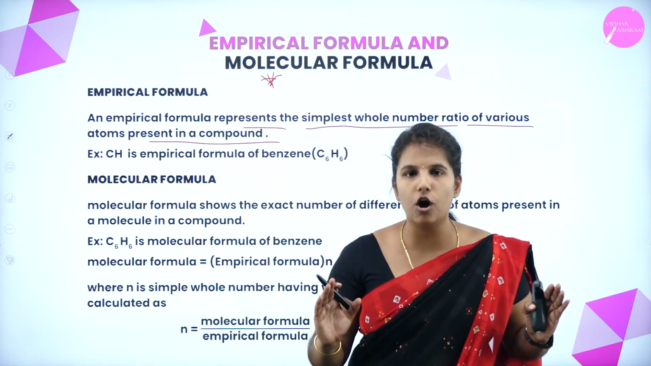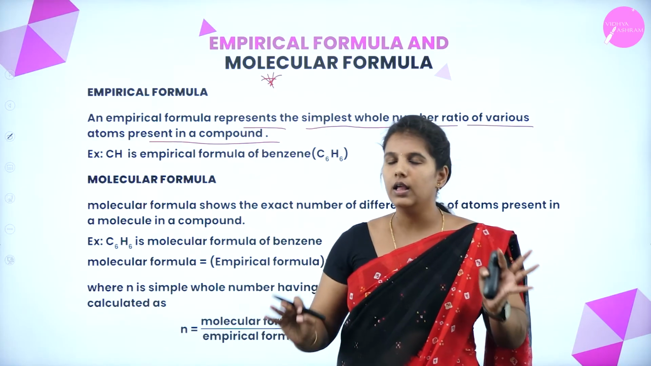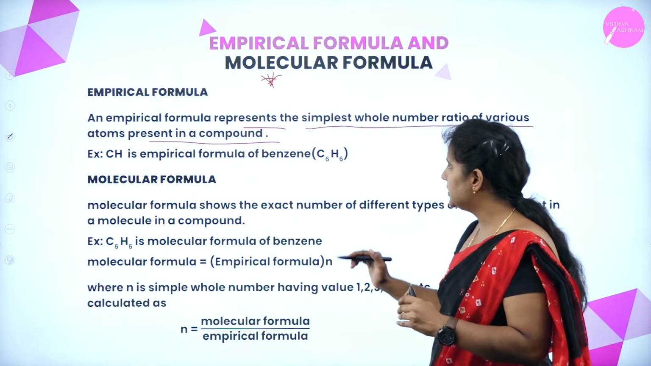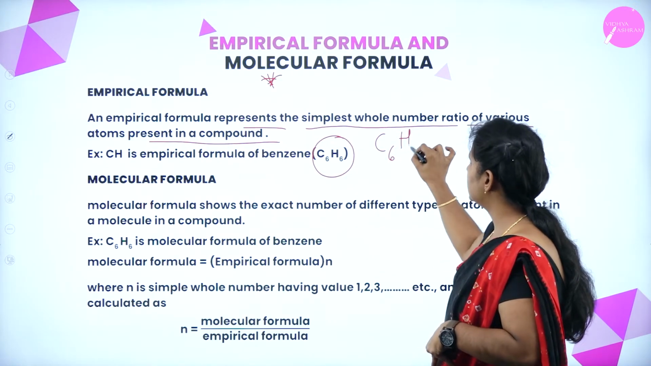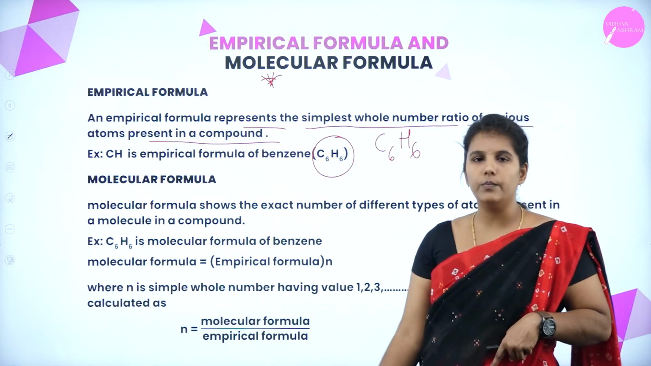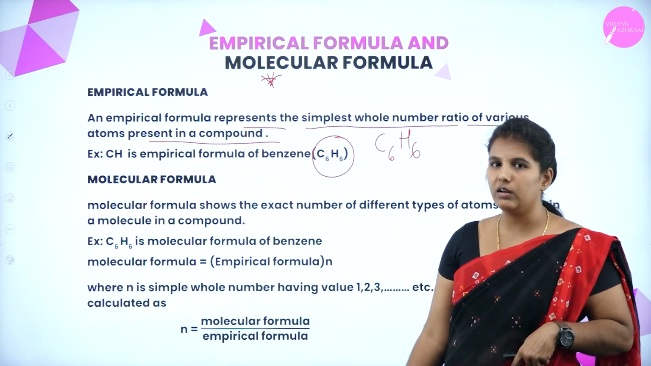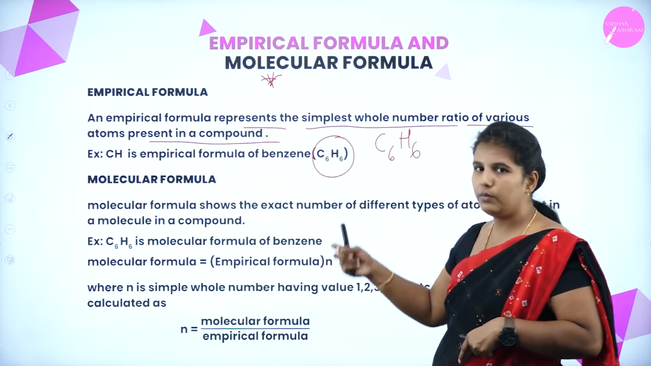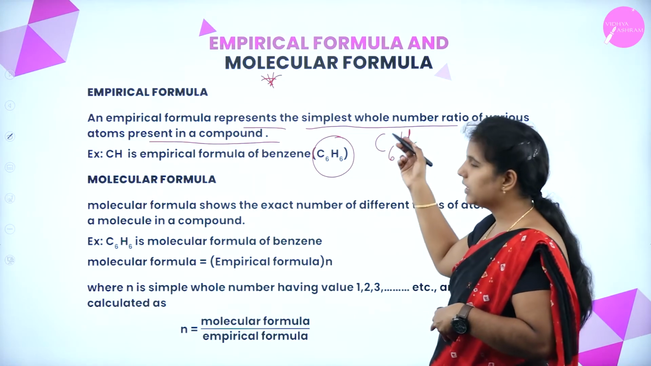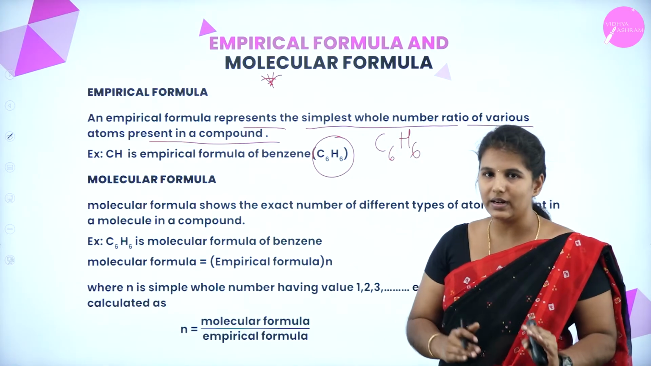Simplest ratio of number of atoms which is present in the compound. For example, if you consider benzene, C6H6 is the molecular formula of benzene. Then how to calculate the empirical formula? The empirical formula is nothing but the number of atoms present in a simple whole number ratio.